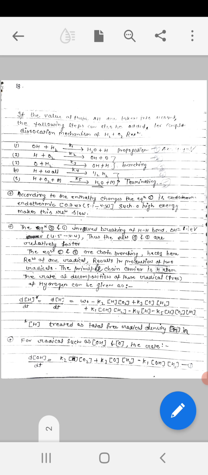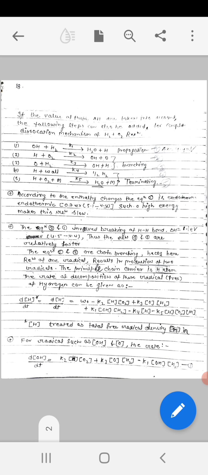The first reaction is known as the chain propagation step. In the third reaction, the oxygen free radical formed in the second reaction reacts with hydrogen to form OH and H with rate constant K3. The second and third reactions are known as chain branching reactions.